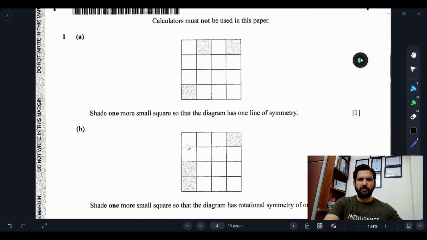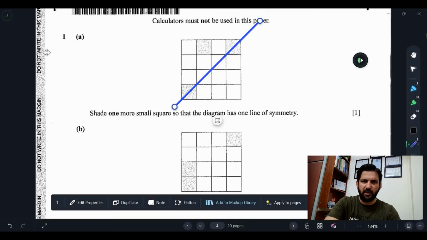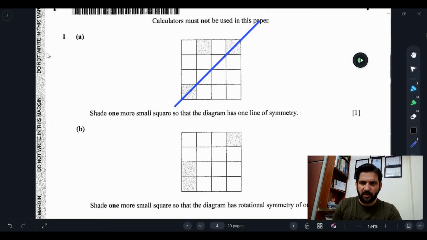Now this is the first question. Question number 1: shade one small square so that the diagram has only one line of symmetry. So what we can do is shade one small square. Now we can see how we can make a line of symmetry. If this will be the line of symmetry, we have to shade this portion so that the diagram will be the same, so that we will have only one line of symmetry.